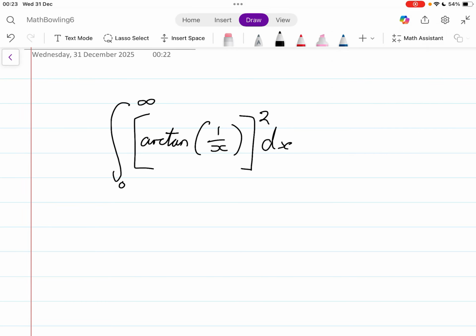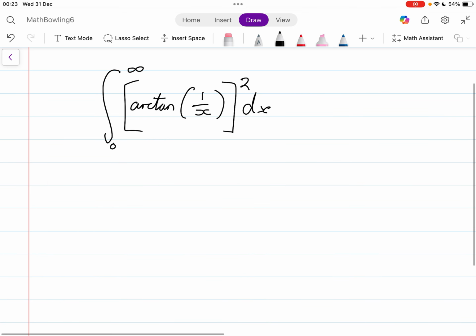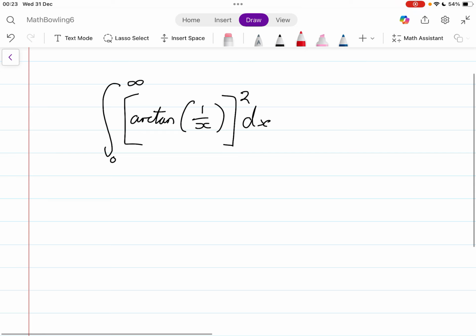Okay, so what we've got here is an integral that I've been seeing online, and I'm going to give it a go and see if we can solve it. Before we jump into it, the first thing I want to note is that this up here is an infinity, so we've got to just check it converges.